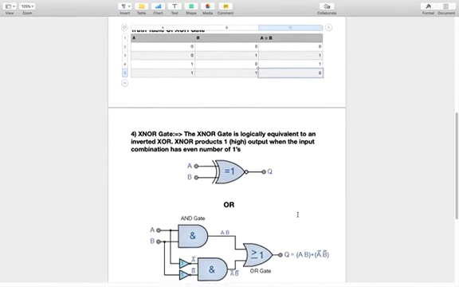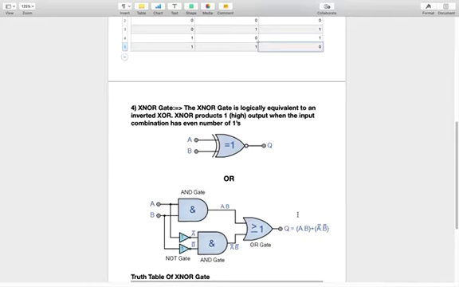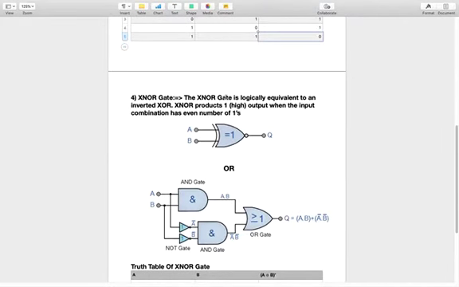Now our fourth and last gate is the XNOR gate. The XNOR gate is logically equivalent to an inverted XOR. It produces output 1 when the input combination has an even number of 1s. So in the XOR gate, an odd number of 1s gives output 1, while in the XNOR gate an even number of 1s gives output 1.